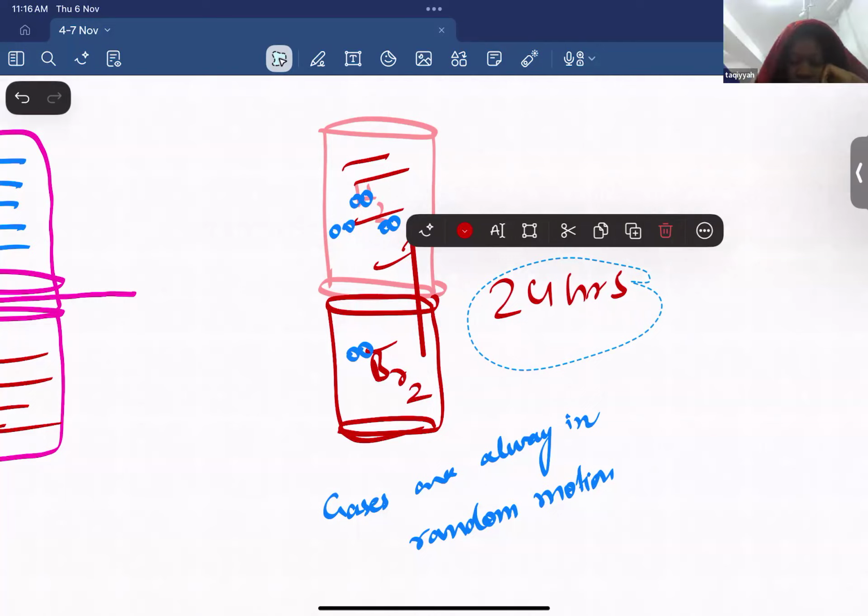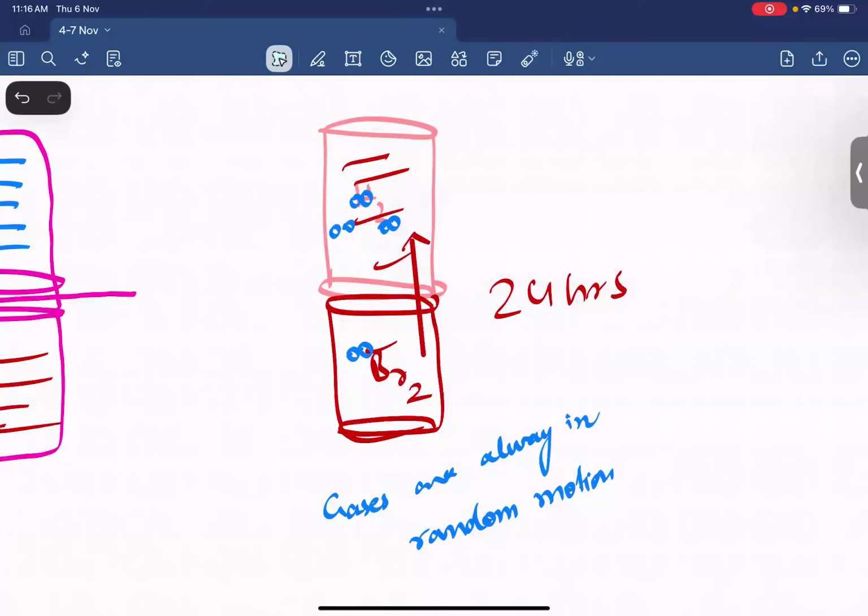Okay, so what are the conditions if we want them to mix instantaneously? I'm saying conditions, it means there is more than one condition. There are more than one.